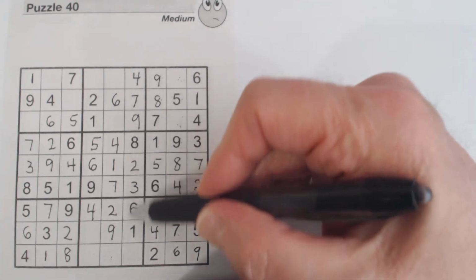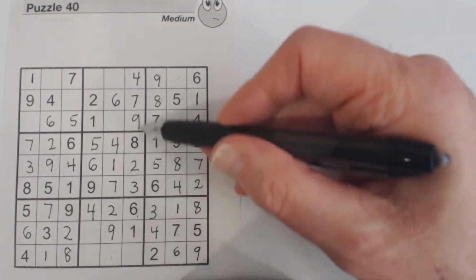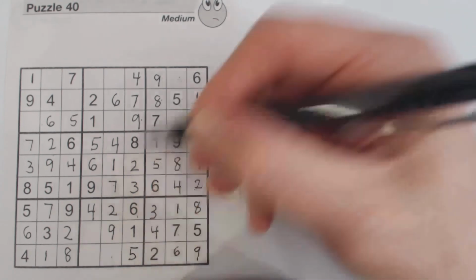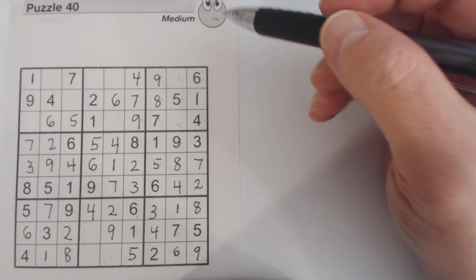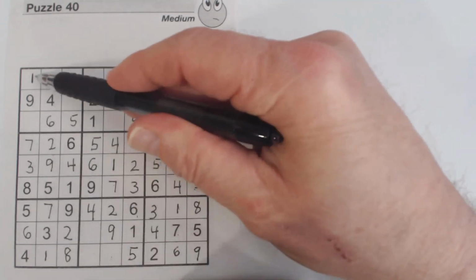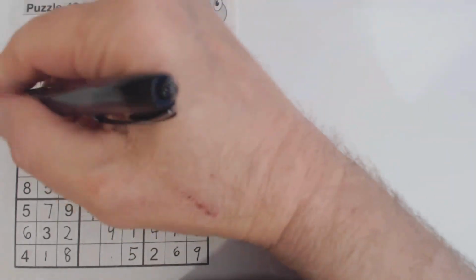Okay. Now we're only missing one number here. 1, 2, 3, 4, 5, 6, 7, 8, 9. So that's a 5. Let's see what we're missing here. It looks like a 2. 1, 2, 3, 4, 5, 6, 7, 8, 9. So that's a 2 right there.